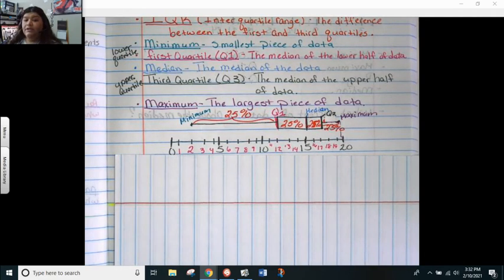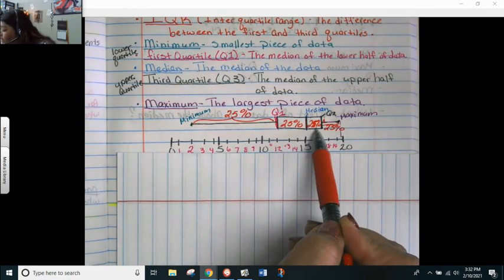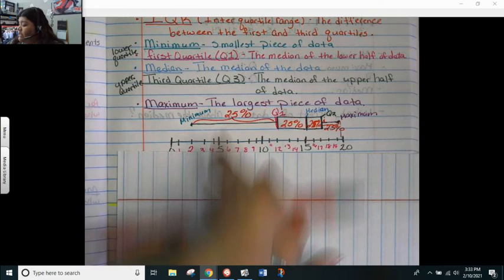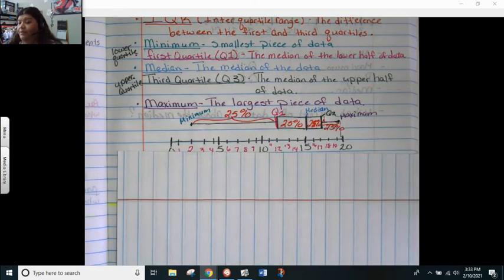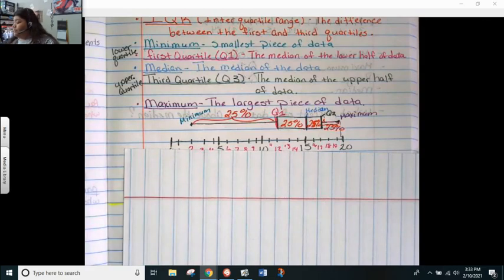So everything is 25%. A question they can ask you would be, what percent of your data is above 12? Well, here's 12. 25, 50, 75% of my data is above 12. So if they ever ask you for percent, you don't have to do a percent proportion. Just remember, everything is quarters. Everything is 25%. Now, let's identify those 5 main numbers.